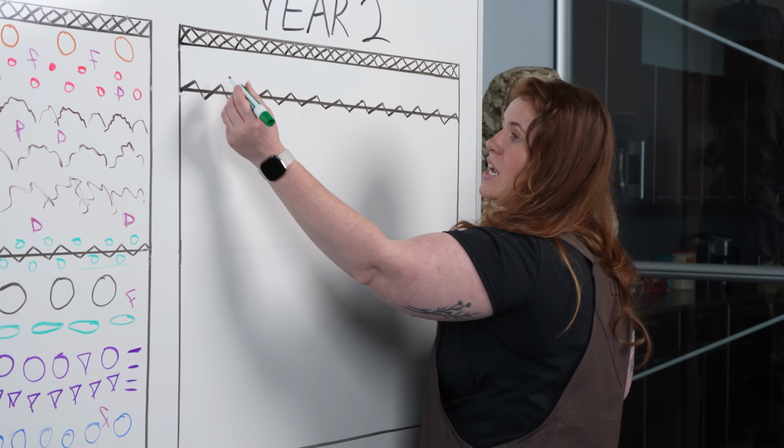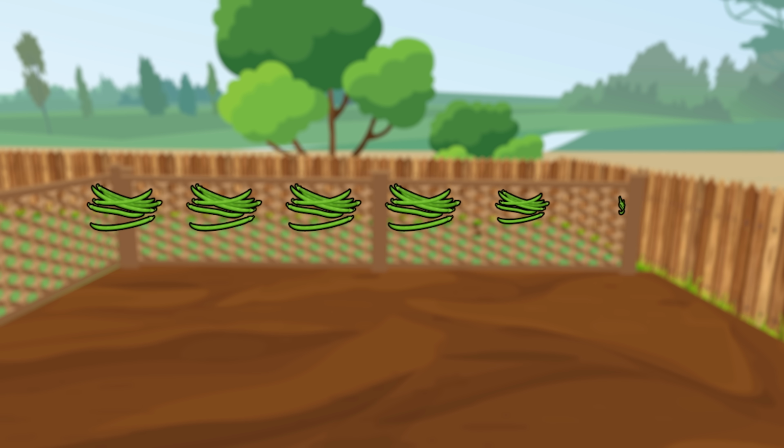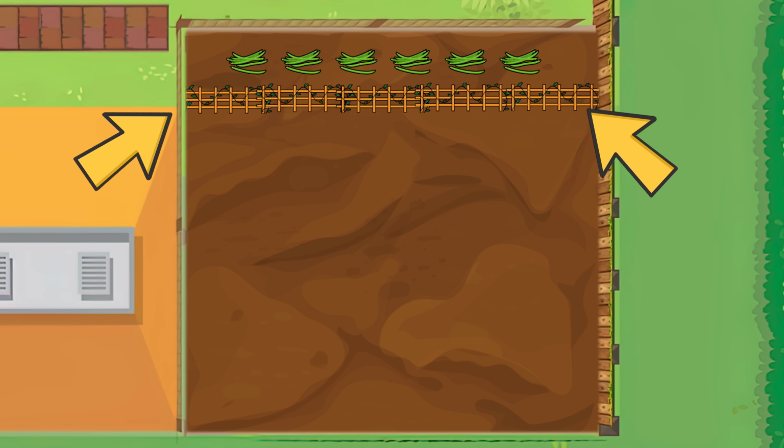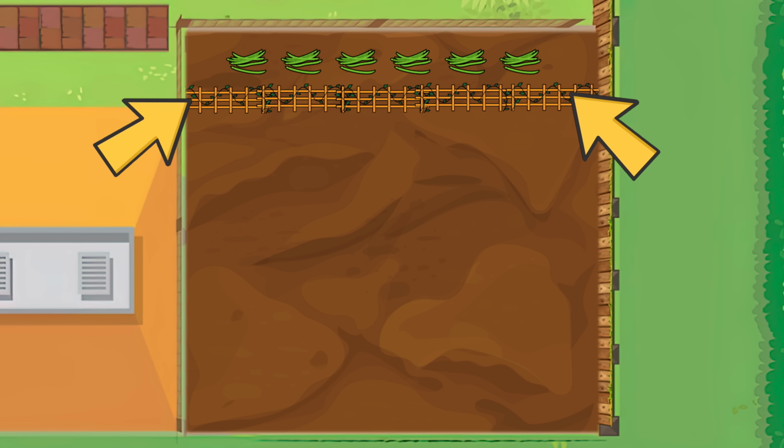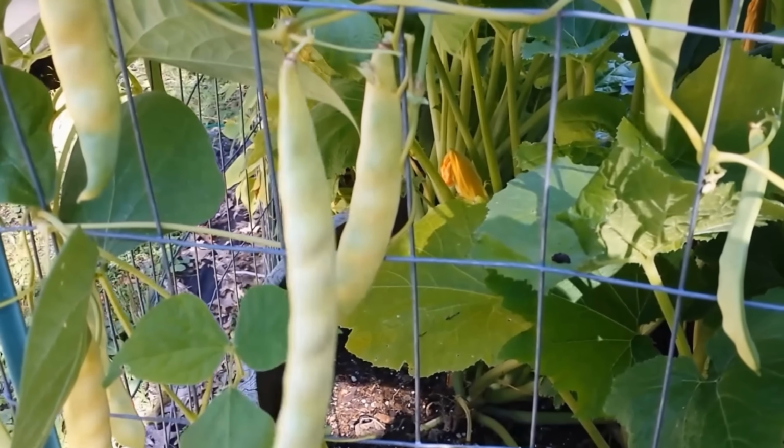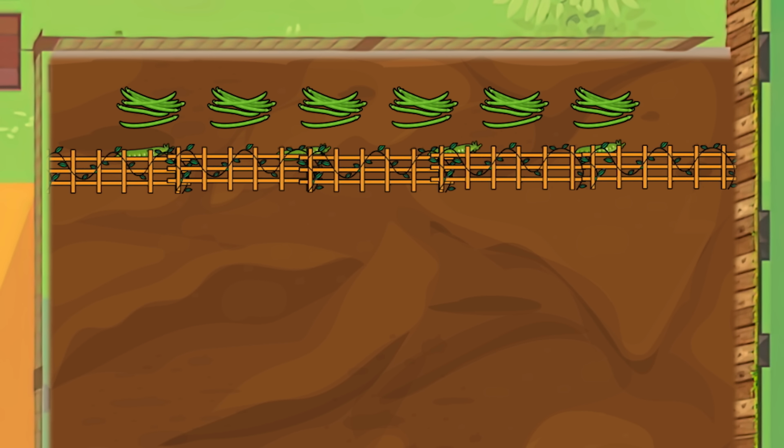So what we want to put here is going to be pole beans, and I would put pole beans so that they go across this back fence area. And pole beans are quite tall compared to bush beans. And then you could do peas here if you wanted to.